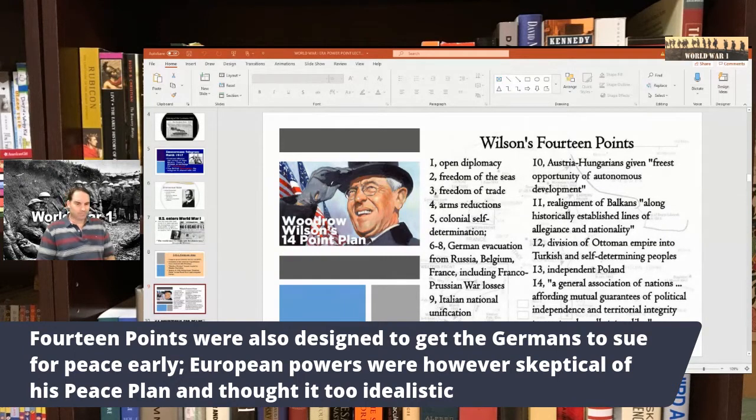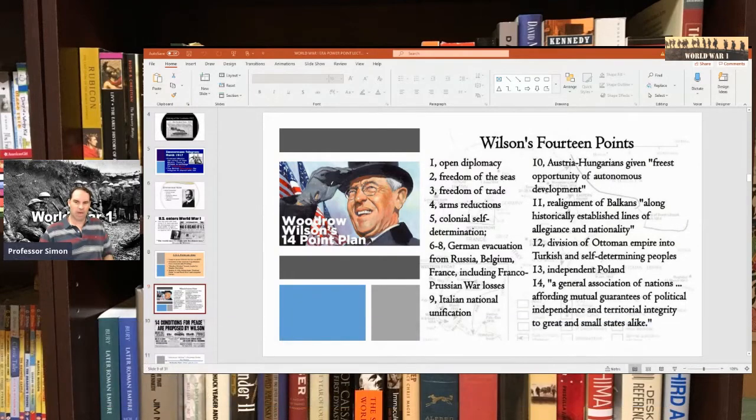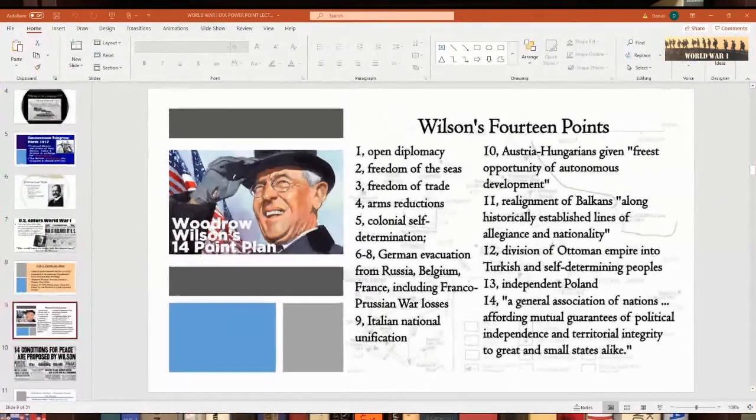A lot of average Europeans really liked Woodrow Wilson's ideas in it. But a lot of the European politicians, like in France, Britain, and other countries, were skeptical about it. They thought it was too idealistic. George Clemenceau of France said that it bored him. He said that Almighty God only had 10, as in the 10 commandments. But you can look here at the 14 points.